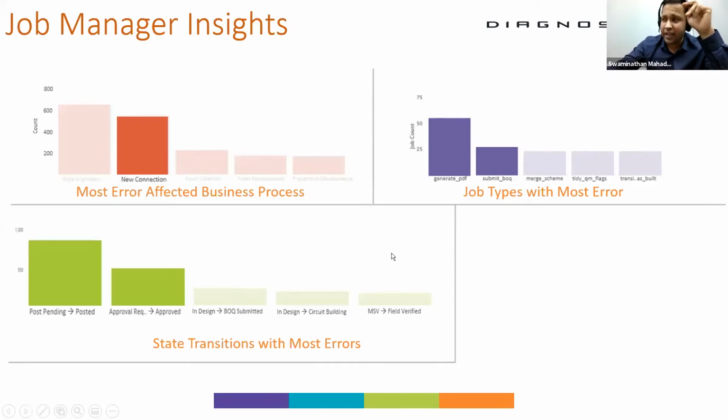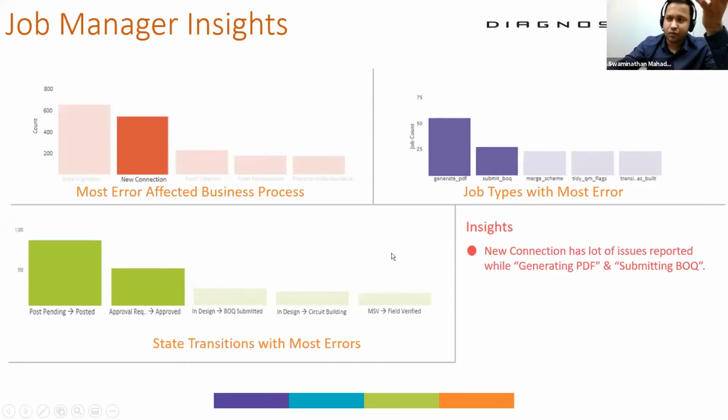So using that, we had two insights. The first one was they need to fix their new connection. And to fix the new connection, they need to focus on the jobs of generating PDF and submission of BOQ, and these jobs were related to these particular states. If they made this better, these two states will run much more efficiently and smoothly.